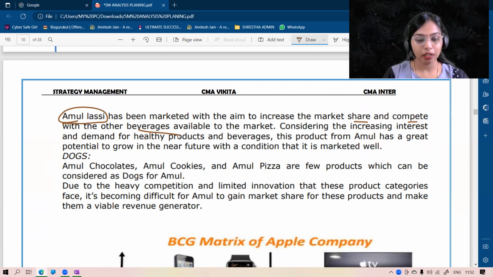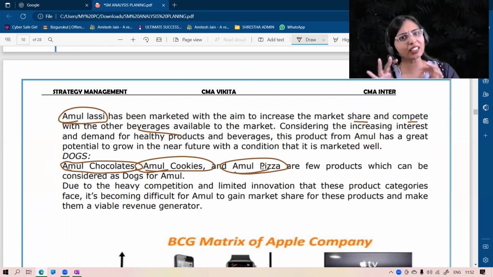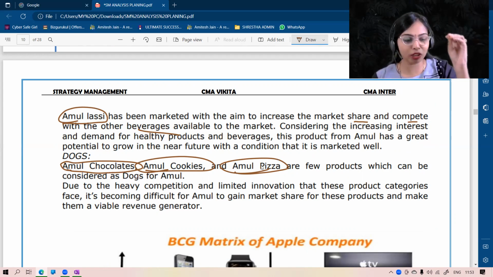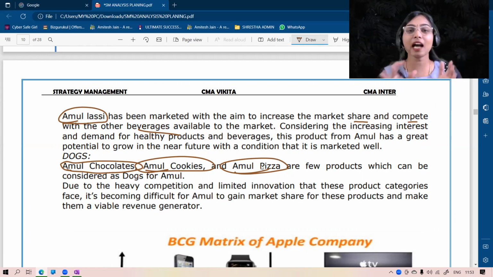Okay, now coming to the dogs: Amul chocolates, Amul cookies and Amul pizza are those which are there but literally they are not being used much, because we find that other chocolates have a competitive advantage over Amul. Like we have Snickers, we have beautiful yummy tasty Silk, Dairy Milk, and 5 Star Kit Kat. These brands are better than Amul chocolates. But there are some people who really love Amul chocolates. No, I'm not saying that you don't like it, but I'm just saying according to the BCG model, this is how it is.